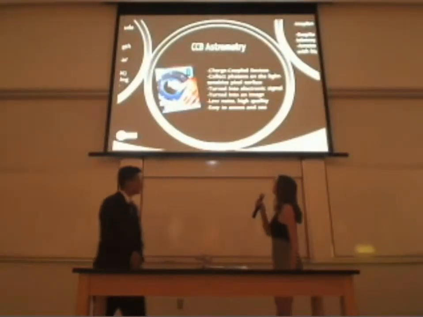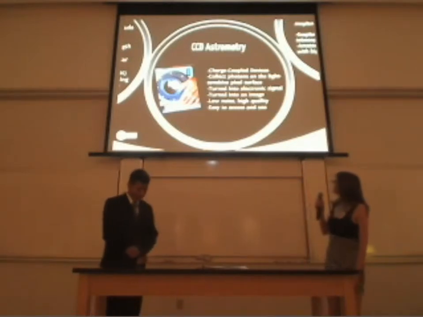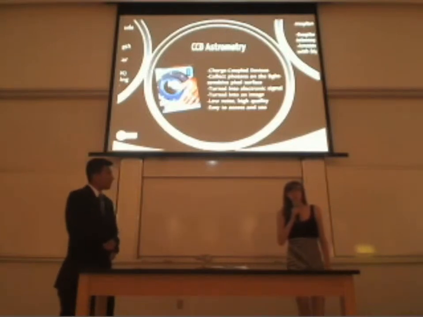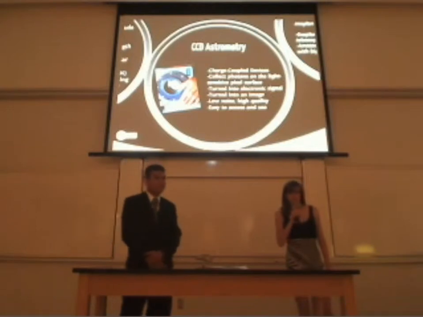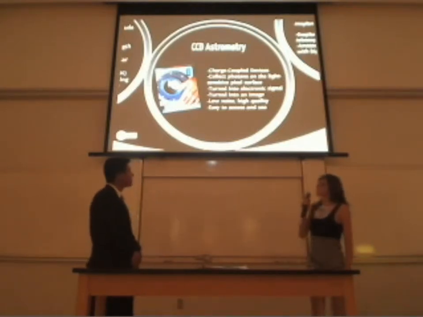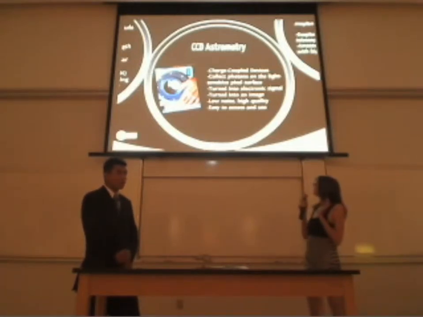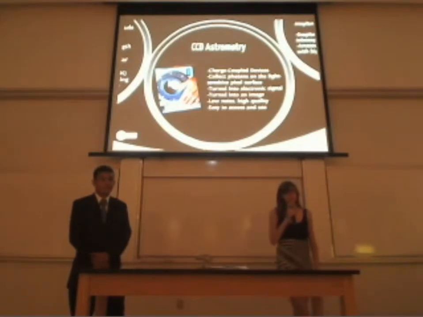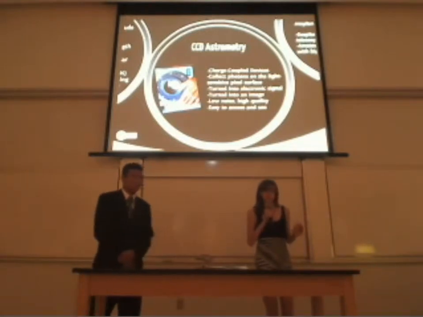All right, so we're going to talk about CCDs and their part in astronomy. CCDs are actually really important to astronomy right now. They pretty much revolutionized the field of astronomy in being able to take higher quality images. Basically, a CCD is a charge-coupled device, which is a camera that collects photons on the light-sensitive pixel surface. In the case of astronomy, it's usually made of silicon, and it turns those photons into an electronic signal that is turned into an image.